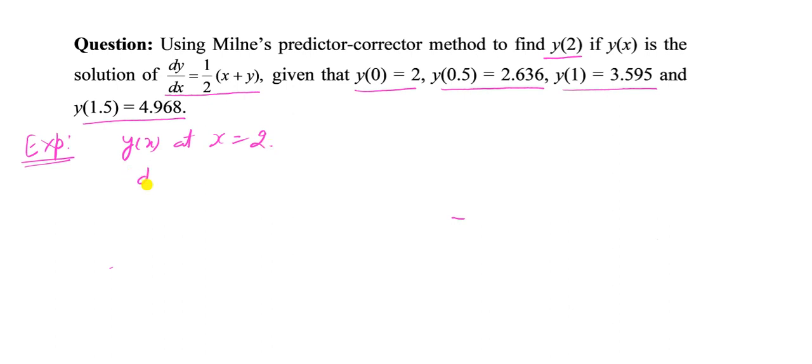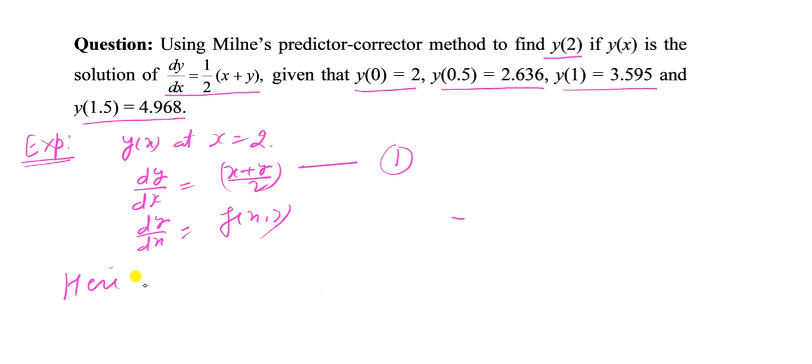Given that dy by dx is equal to (x plus y) upon 2. This is equation 1. Compare this equation with dy by dx is equal to f of x, y. So, here f of x, y is equal to (x plus y) upon 2. This is the value of f of x, y. Now, I will generate a table according to the given y values.